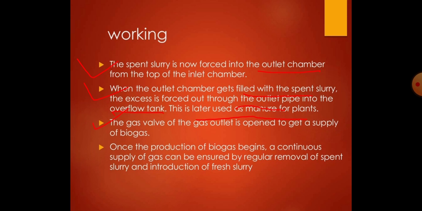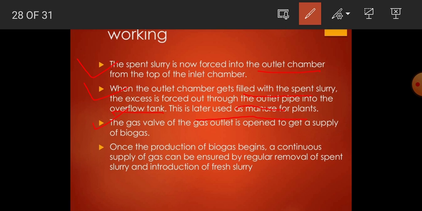Once the production has begun, a continuous supply of gas can be ensured, so we do not have to wait again and again. This is ensured by regular removal of spent slurry and introduction of fresh slurry. We should ensure that the spent slurry is removed and new fresh slurry is introduced regularly.